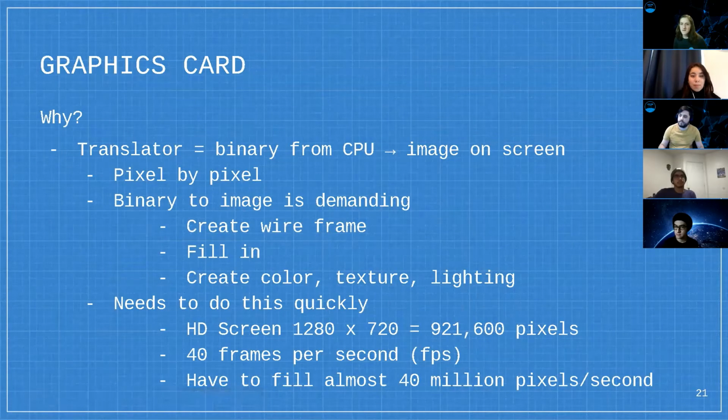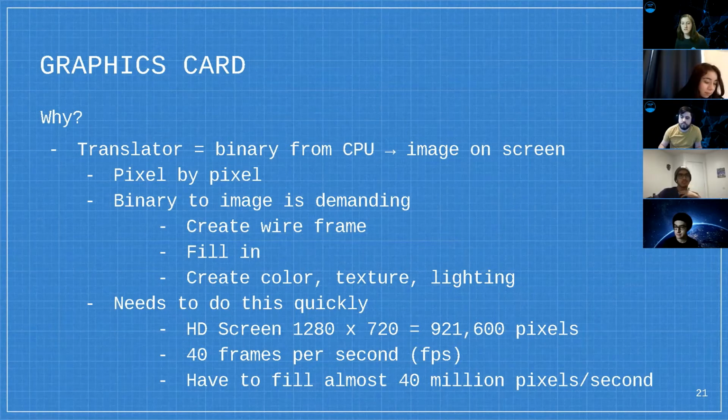Why do we need a graphics card? To put this into perspective, the role of a graphics card is to take binary from the CPU and convert that to whatever the image is on your screen. If you think about your screen, it has so many pixels, and each instruction from the CPU in binary has to be converted to a pixel value. That is very demanding when you think about how you have to create the wireframes for all of these objects and fill the object in. On top of that, you have to add any color, texture, or lighting that is going to make the object seem real on your screen.